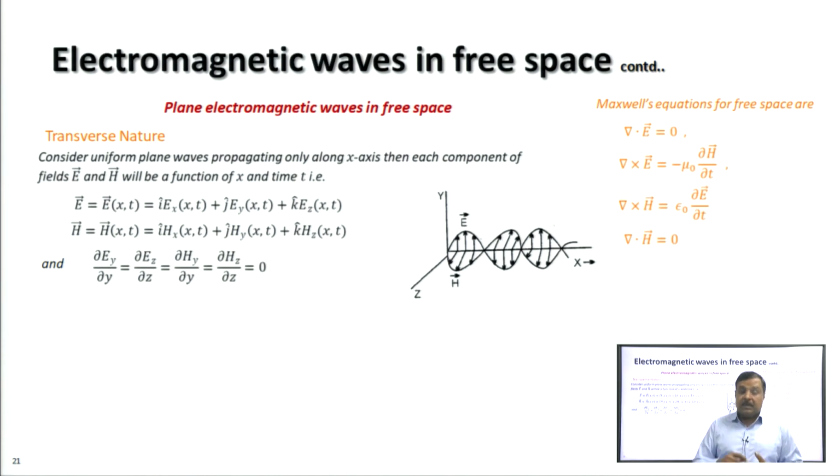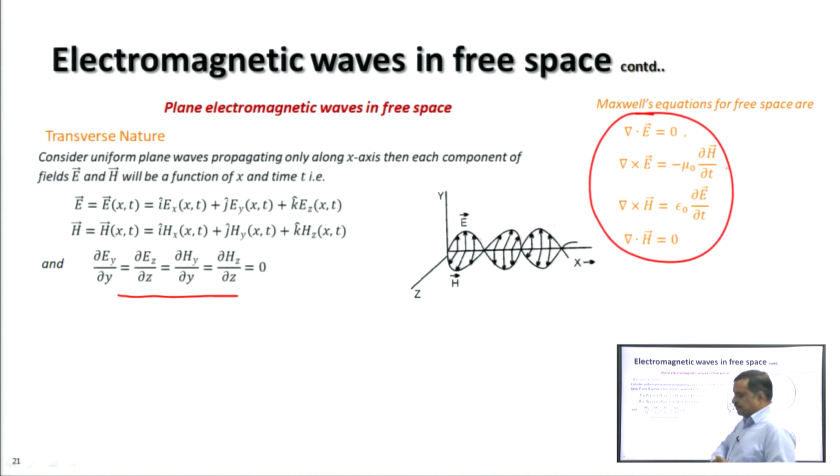But E and H are vectors. So components of E, meaning E x, E y and E z, all are functions of x and t. Similarly, H x, H y, H z all are functions of x and t. So if E x, E y, E z are functions of x and t only, then if E x is differentiated with respect to y or z, it will be 0. So delta E y by delta y, delta E z by delta z and delta H y by delta y, all these will be 0. These are the Maxwell's equations for free space.